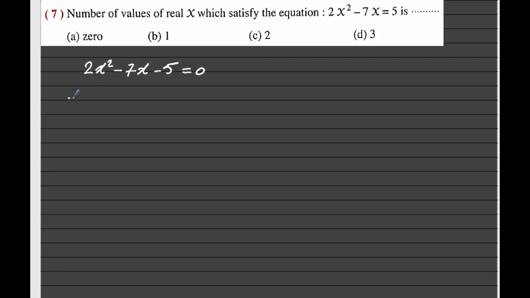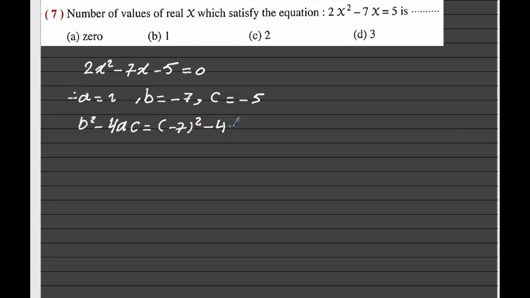So a equals 2, b equals negative 7, and c equals negative 5. The discriminant b squared minus 4ac equals negative 7 power 2 minus 4 multiply 2 multiply negative 5.